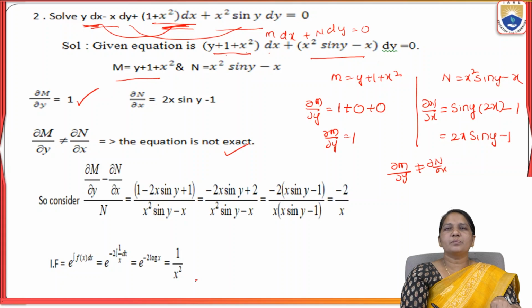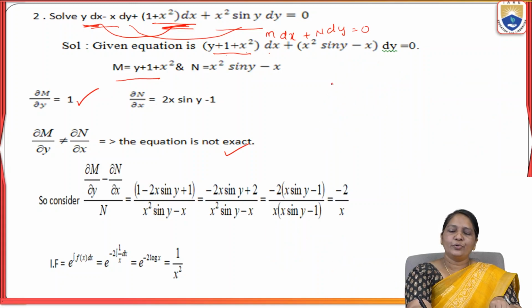So what is the procedure we are going to follow for this equation? We are going to solve this equation by using method 4. So what is method 4? For method 4 we are going to calculate dou M by dou y minus dou N by dou x, divided by N. This should be a single variable function, that should be in terms of x. So that value we are going to calculate now.